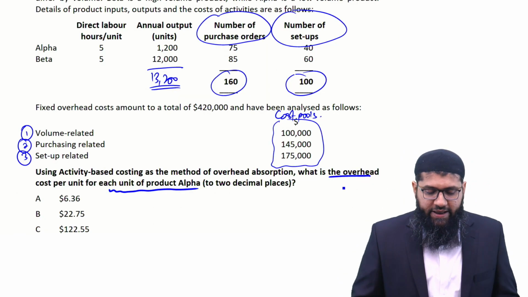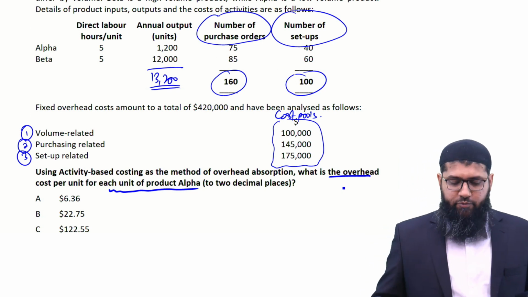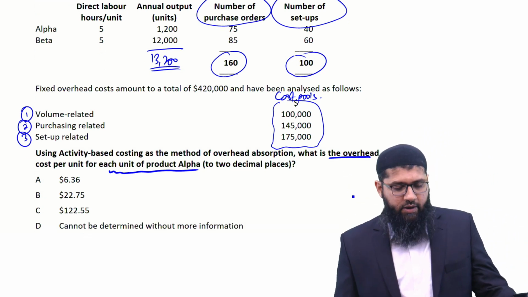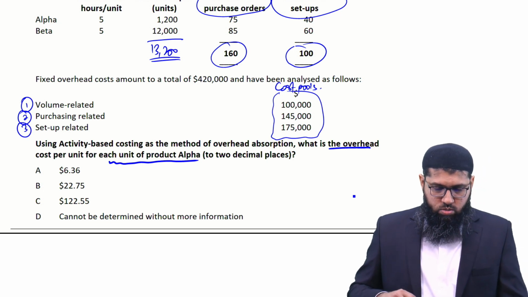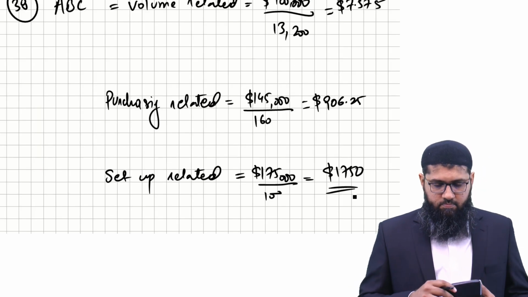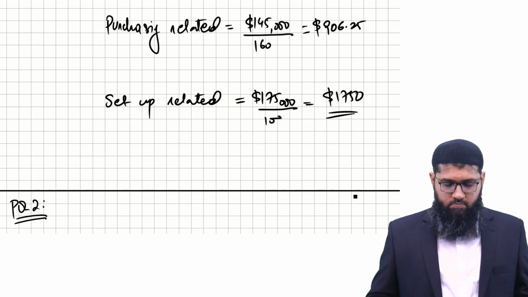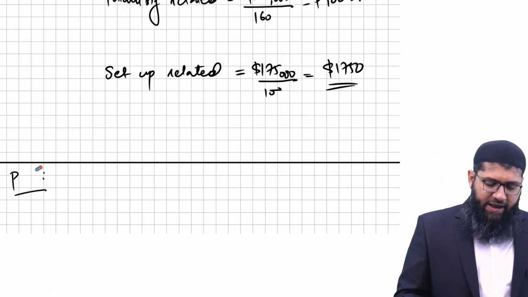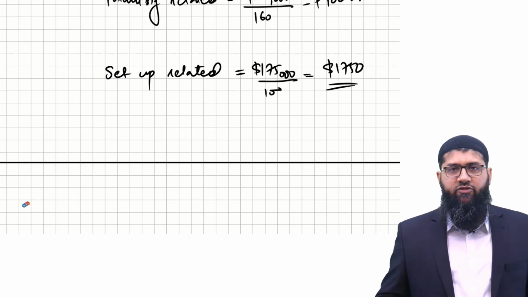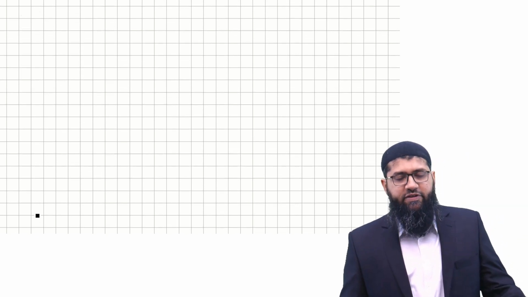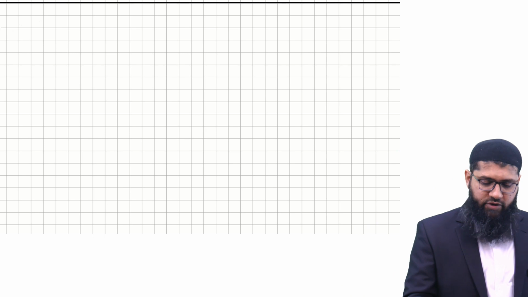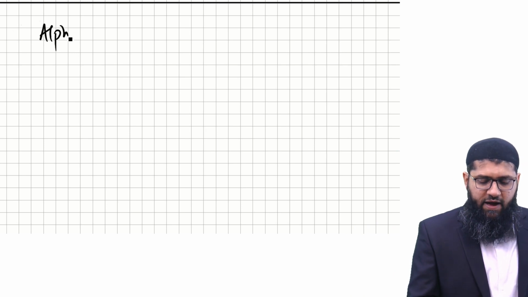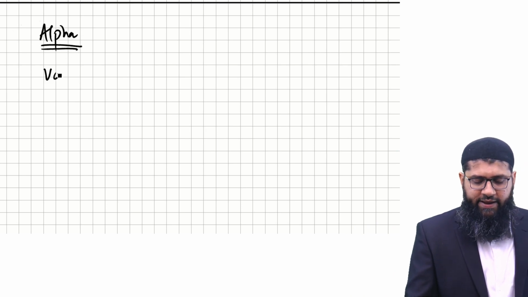Now, what do we need to do? We need to actually calculate the cost per unit of product alpha. How would you do it? Try to see this. You would say, in order to do the calculations, we need to establish the total cost for alpha, and then we'll do the number of units. So the alpha related cost is like this.